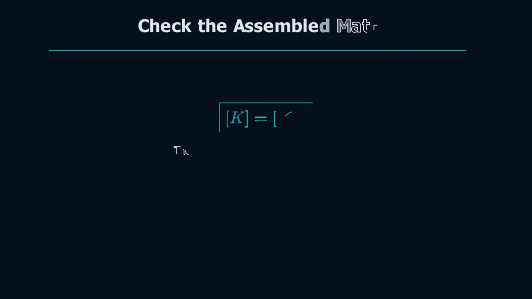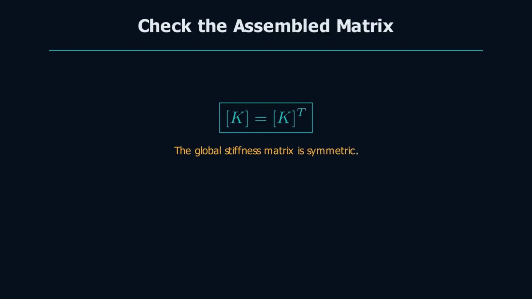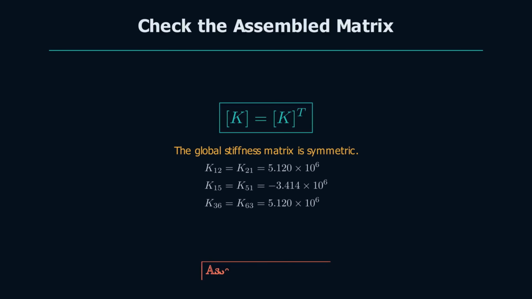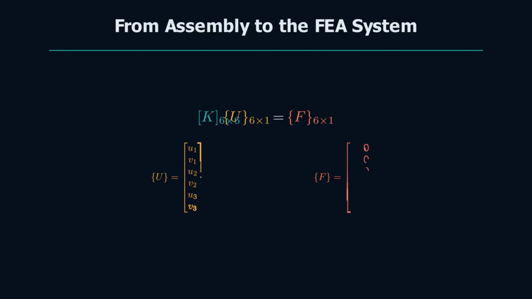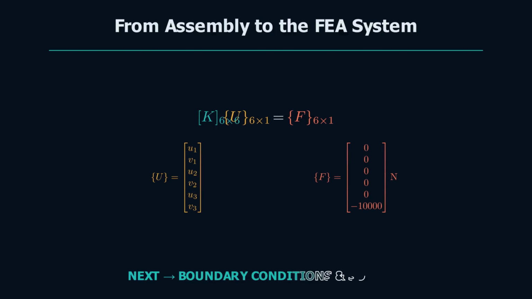Before moving on, we should perform a basic matrix check. For this linear elastic truss, the assembled stiffness matrix must be symmetric. For example, entry K12 equals K21. The same symmetry appears throughout the matrix. The purpose of assembly is now clear. The three-element matrices have become one structural stiffness matrix. That matrix is now ready to enter the global finite element equation Ku equals F, together with the global displacement and force vectors. But we cannot solve this equation yet, because some of the displacements are fixed by the supports.